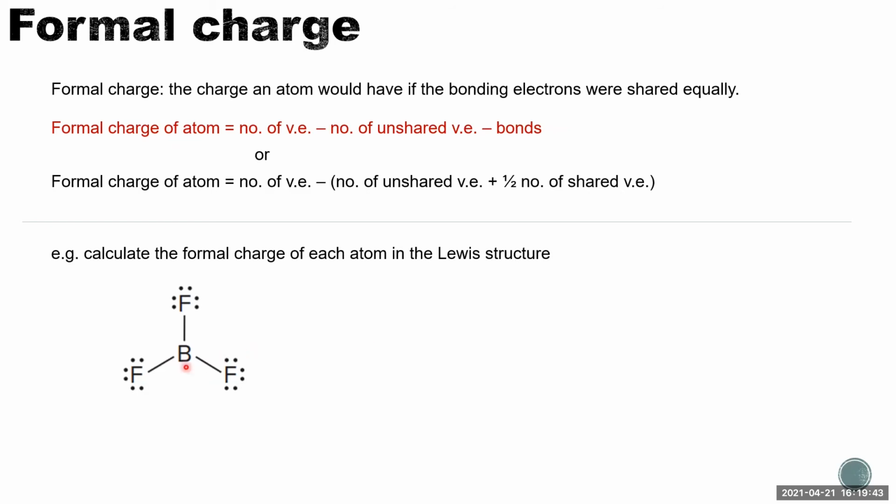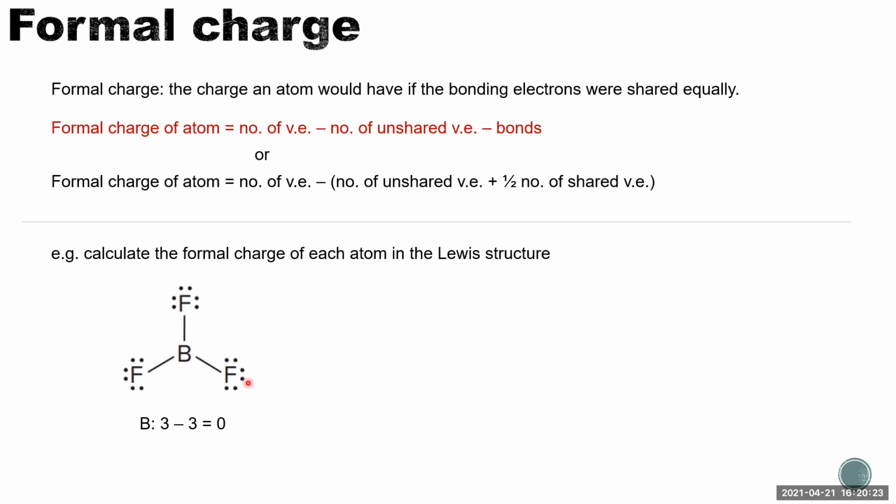Okay, so for boron, it's a 3A group element. So the number of valence electrons of boron is 3 in the periodic table. And then it should minus the number of unshared valence electrons. Here in the Lewis structure, there are no dots next to boron, so that part is 0. And then minus how many bonds. The boron has 3 single bonds, so it's 3. So for boron, the formal charge is 3 minus 0 minus 3, that equals 0.